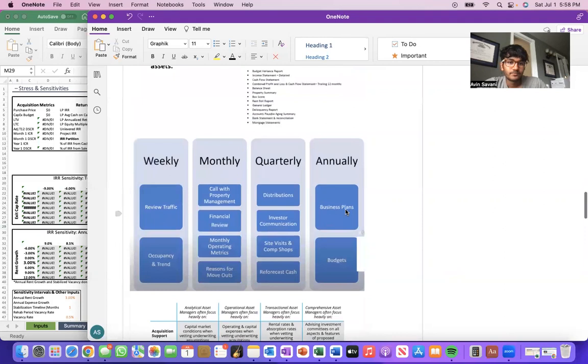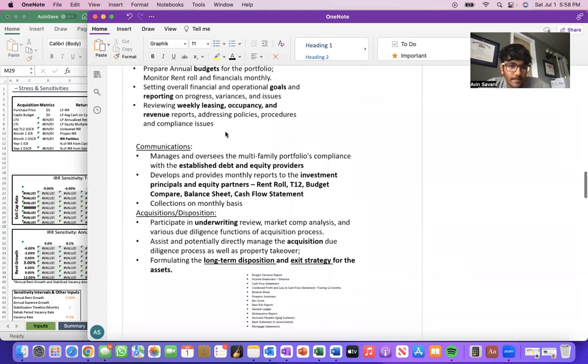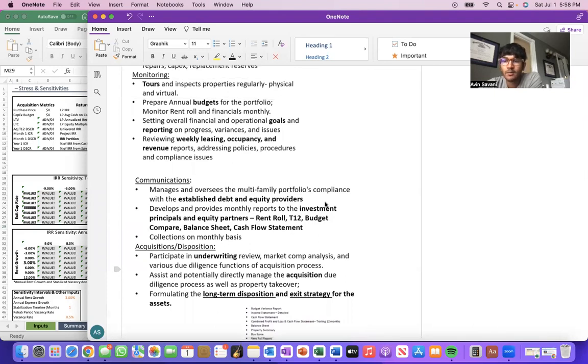And then there's some other things I maybe just scrolled over, but communications. Again, portfolio compliance with the portfolio management team, making sure that we have established debt and equity providers. With an integrated company, you're going to have your mortgage brokerage company in-house. You're going to have your capital company in-house that can make that process a lot easier. But it's a good idea to make sure that at the actual debt provider, service provider level, what program are we going through?